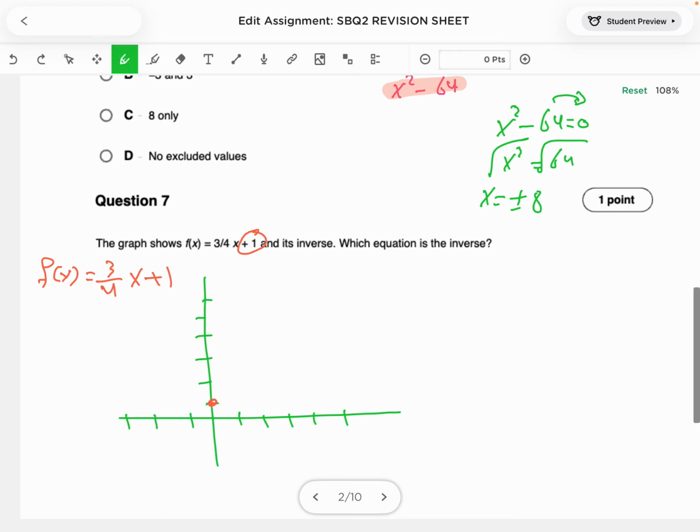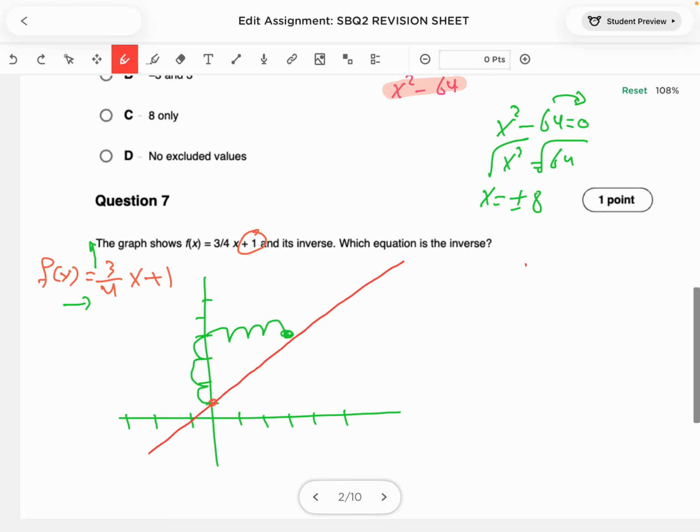Then I have to move up 3, 4 to the right. So 1, 2, 3 up and 4 to the right. We stop here and we draw the line.